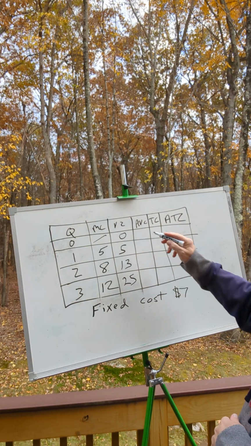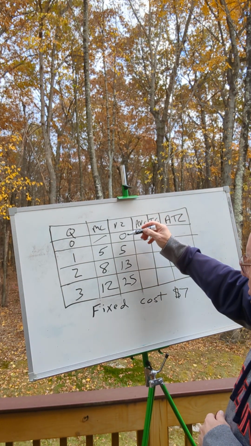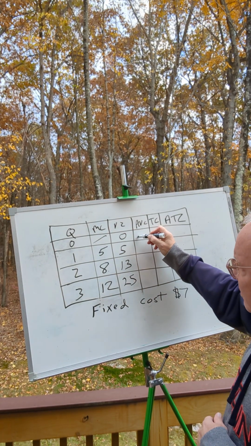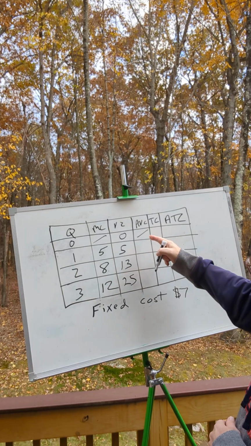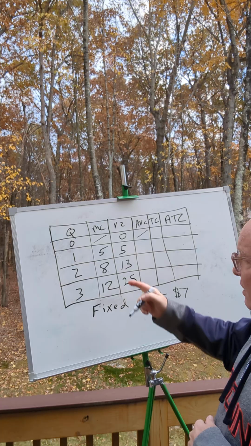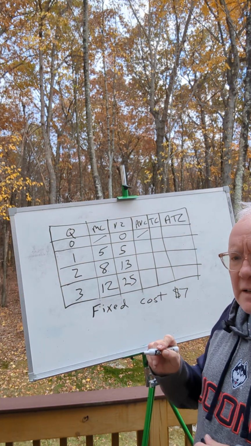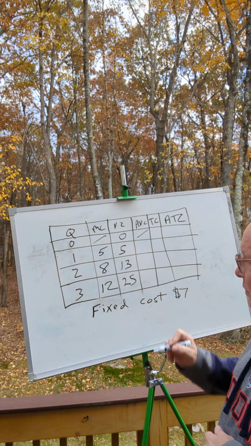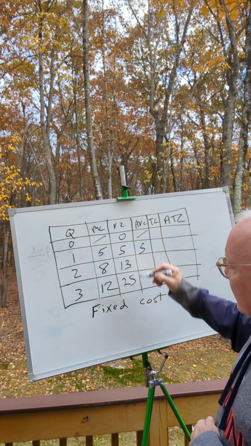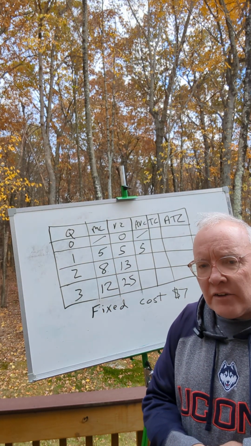Now, average just means divide by quantity. So the average variable cost is just the variable cost divided by the quantity. Well, dividing by 0 is undefined. So that is why I put the line there, just as marginal cost at quantity 0 is undefined. So I just put a little line there. You can put NA or undefined, anything you want to put, but it's just not a number. And then 5 divided by 1 is 5.